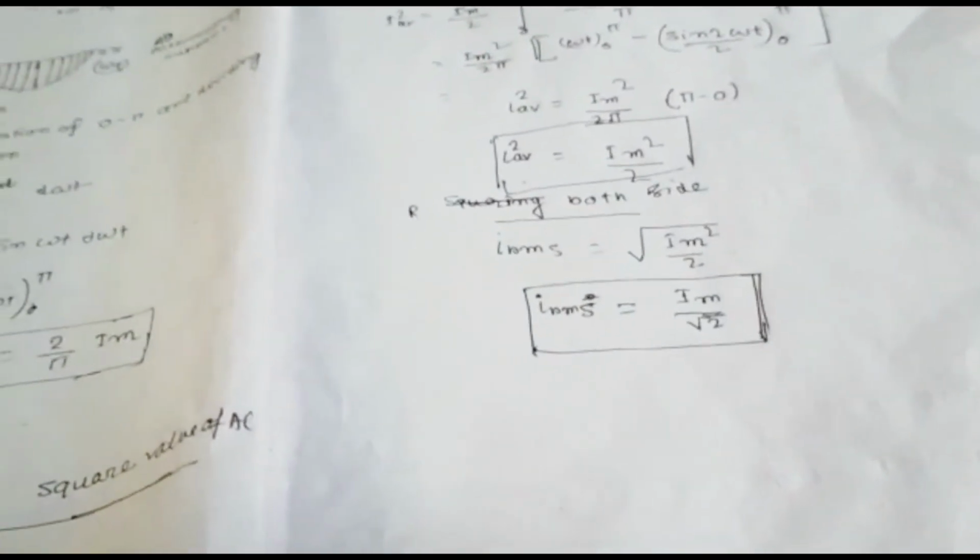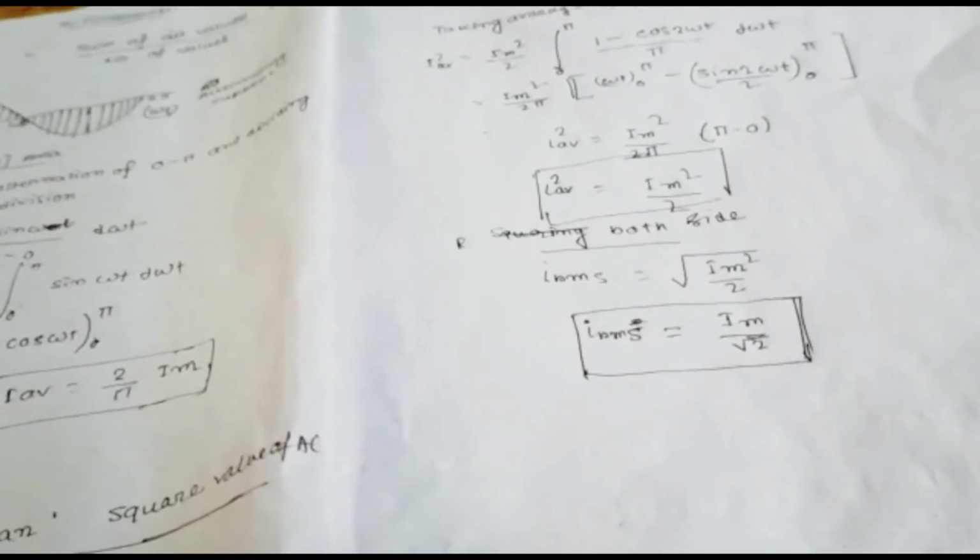In this video and the previous video, we discussed some important parameters: what is AC, the difference between AC and DC, how to generate the AC signal, the EMF equation, and what is a cycle, what is frequency, what is time period, what is the RMS value, and what is the average value.